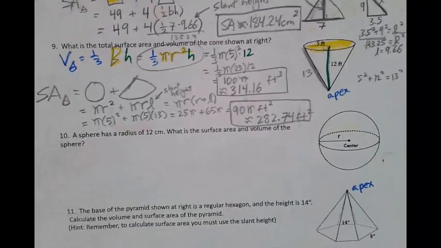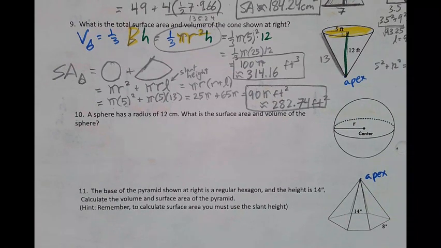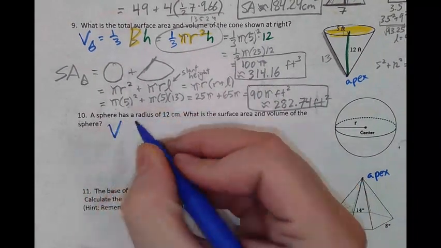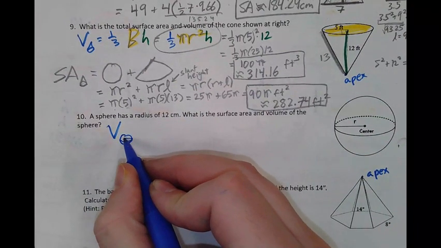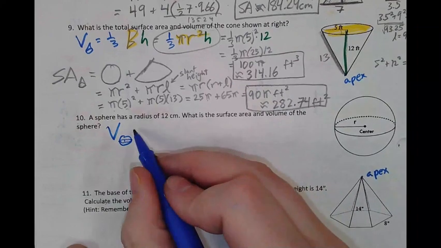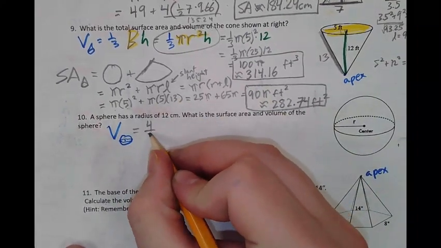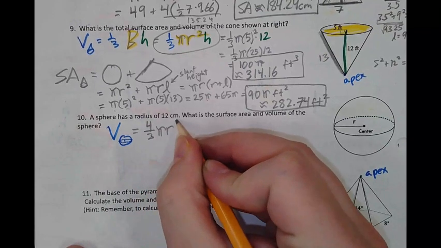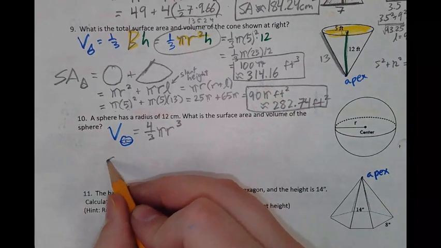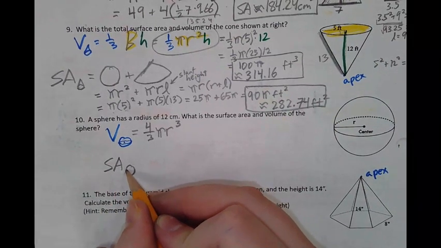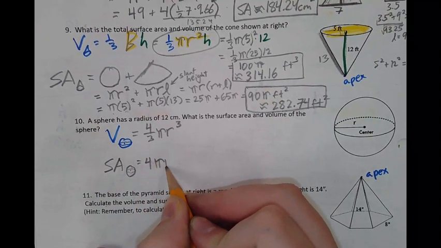Okay, the next one is number 10, the surface area and volume of a sphere. So, volume of a sphere, it's got a pretty simple formula, kind of intense though. It is 4/3 pi r cubed. And then the surface area of a sphere is 4 pi r squared.